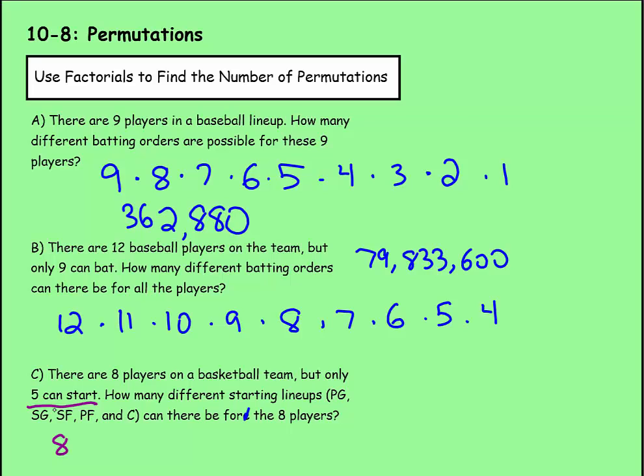After that's picked, now we're looking at shooting guard. Well, one of them is playing point guard, so that means that there's 7 people to choose from for shooting guard. For small forward, that makes 6. For power forward, that makes 5. And then for center, that makes 4. And that's where I have to stop because there's only 5 spots. That means 3 people have to sit the bench. If I do 8 times 7 times 6 times 5 times 4, that gives me an answer of 6,720. That's how many permutations or different ways that he could arrange the starting lineup.